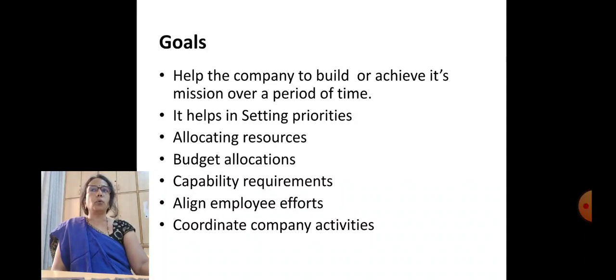So talking about goals, it is where the business wants to go in the future, its aim. It is a statement of purpose. We want to grow the business into, for example, let's say, Europe.